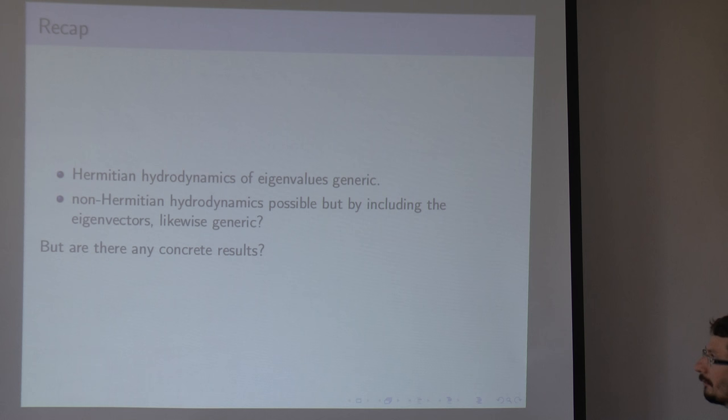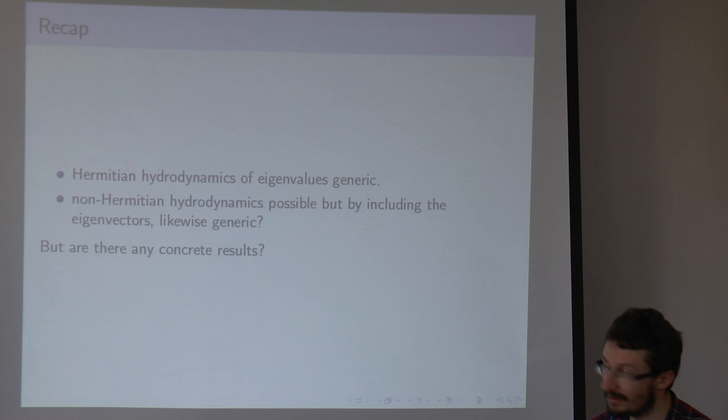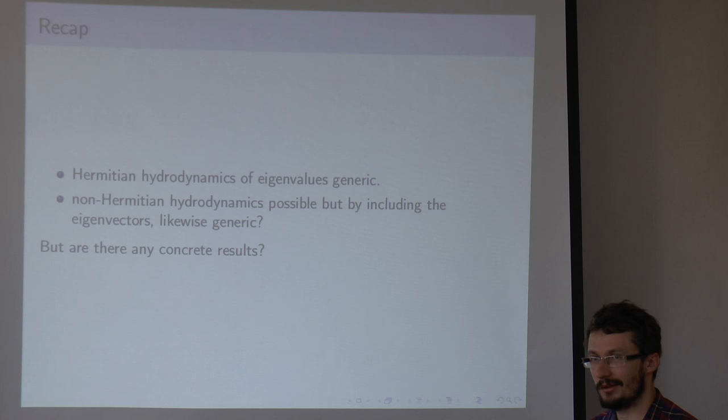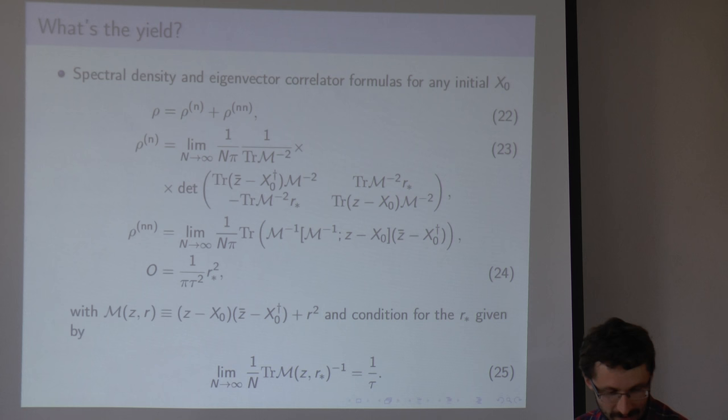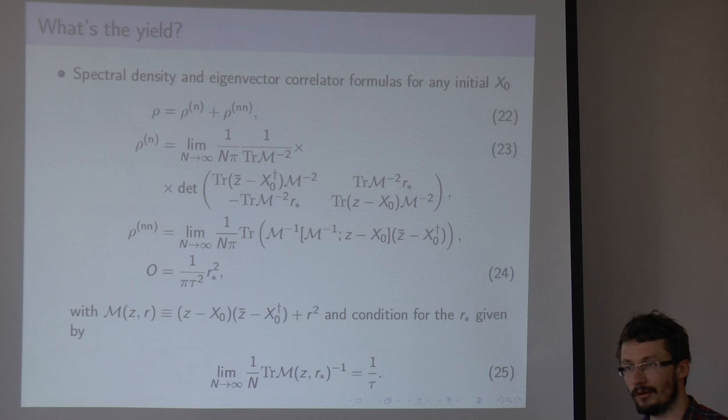Okay, this was on the meta level of nice formulas. Of course, we also had something maybe less interesting to the general audience, but I needed to put it in. This is the first horrible formula, which says what the spectral densities and eigenvector correlators are for a general initial condition, for a general initial matrix. As I told you, in the large N limit everything simplifies. In this case, simplifying means that this is true.